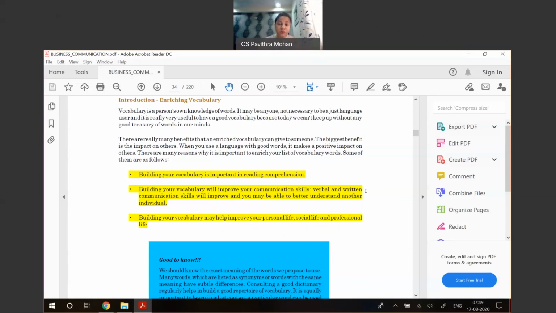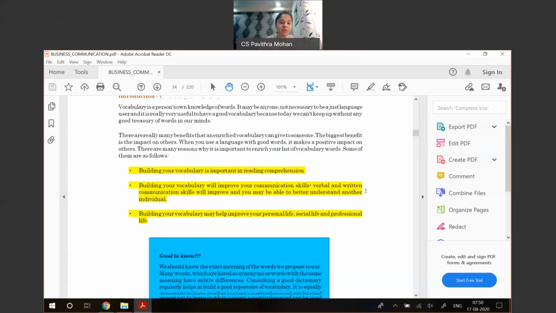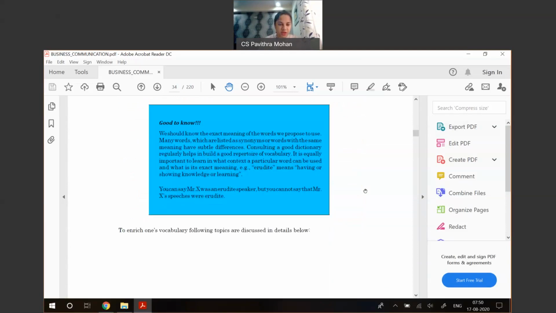Vocabulary will improve your communication skill, be it written or verbal, or oral, whichever format you go for. It will also help in enriching your life in your personal atmosphere, your social atmosphere, and also your professional atmosphere. Once you qualify as a CS, we want you to be comfortable with presentation skills. For that reason, we are concentrating on this particular chapter.